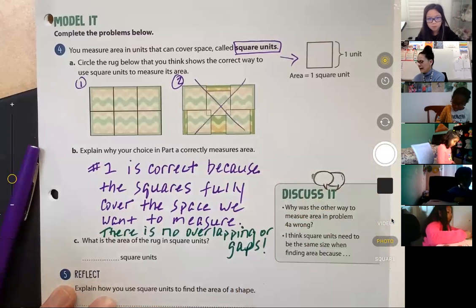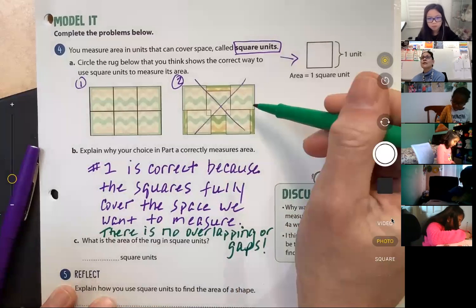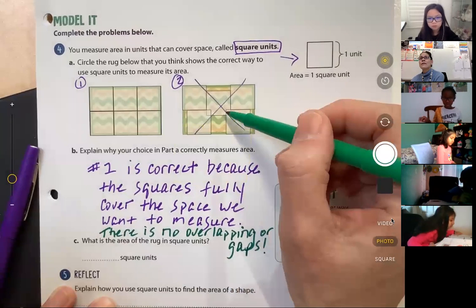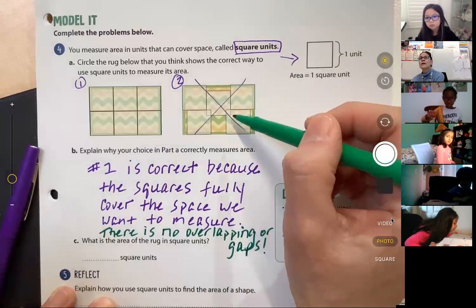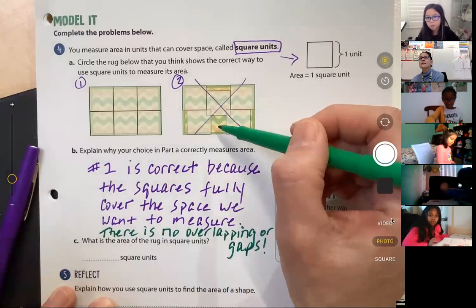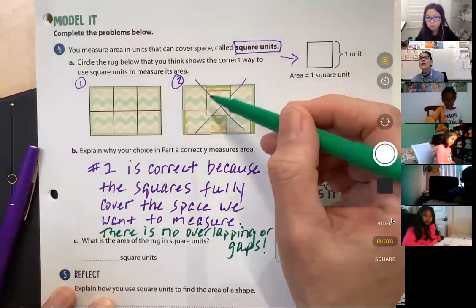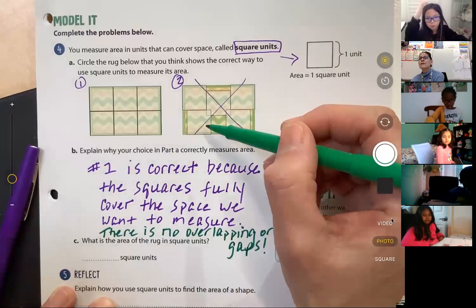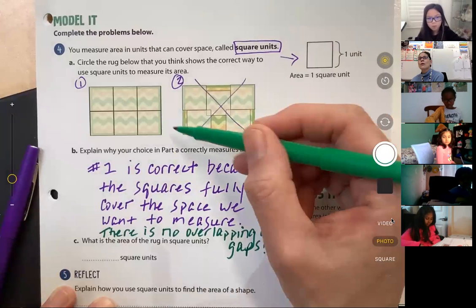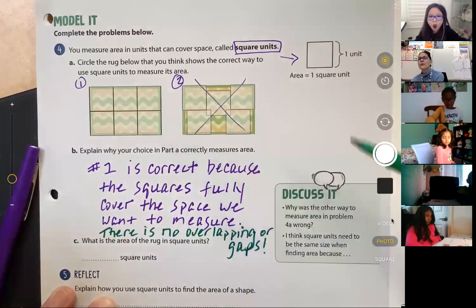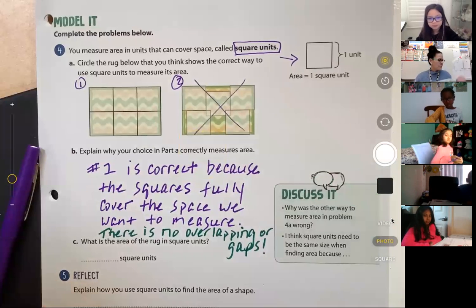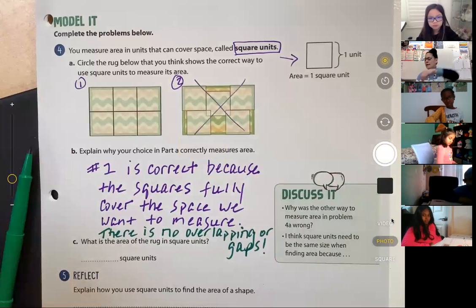What do we mean by that? Take a look at sample number 2. Look at the overlapping, friends. Look at the overlapping. Look at all the gaps. Look at the gaps. When we are measuring in square units, the squares must fully cover the space that we want to measure, all right? There cannot be overlapping. There cannot be gaps. That is very, very important.